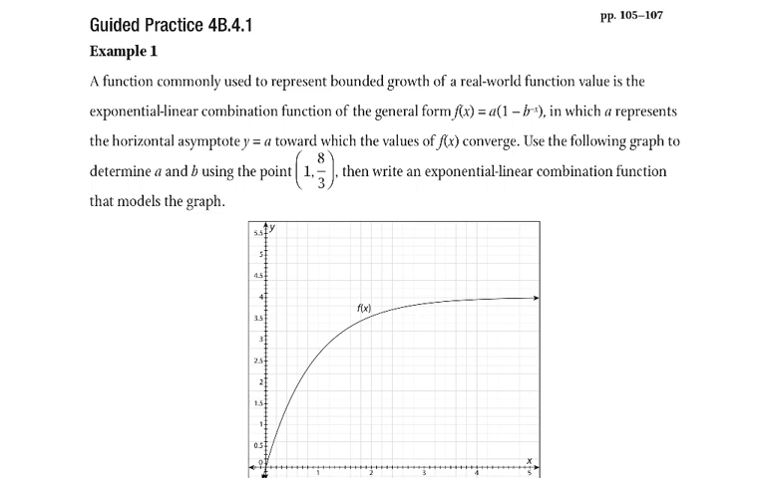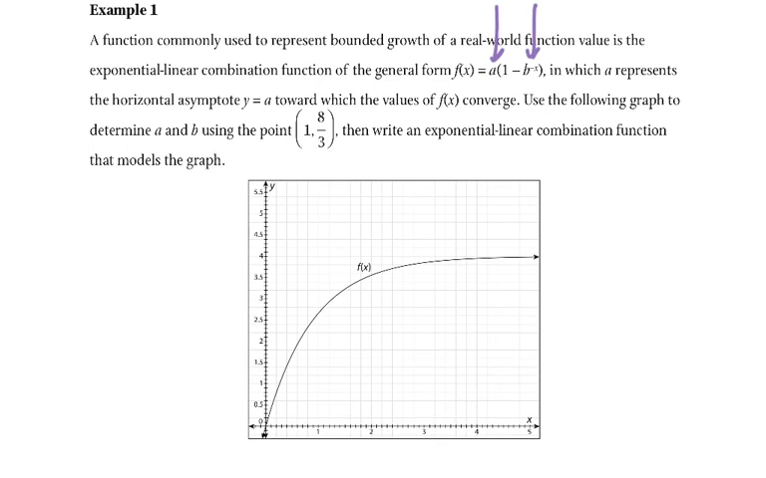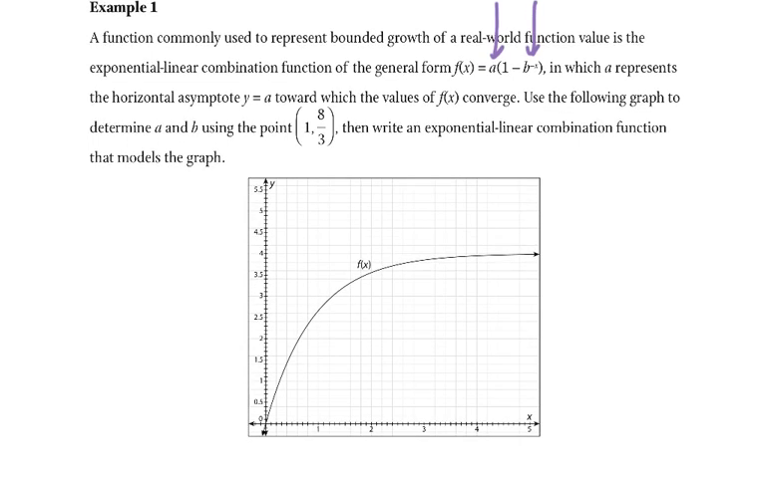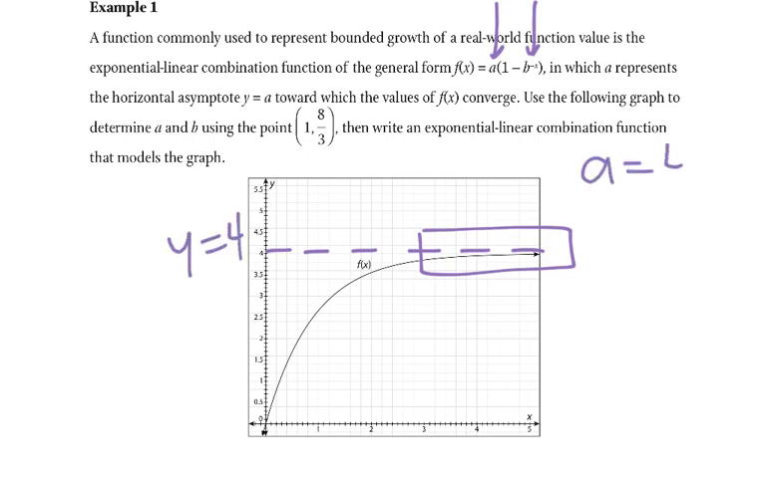Okay. Alright, so we need to figure out what a and b is. Okay. Well, the first thing, if I look at this, okay, maybe if we see right about there, it looks like it's got a horizontal asymptote at y equals 4. So a should equal 4. Okay. Now, in order to find b, we've got a point that we're going through, so we can use this point to help us figure it out.